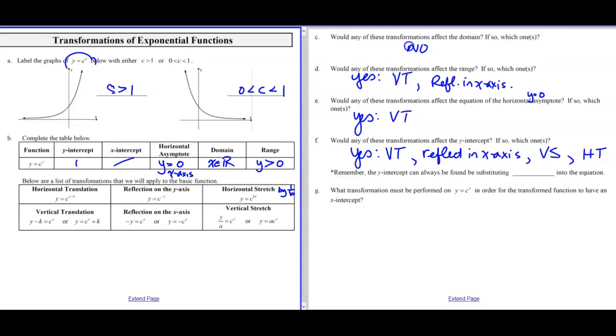So remember, the y-intercept can always be found by substituting x equals 0 into the equation. So if you're not sure, always just substitute it. Okay? All right, so what transformation must be performed on your base graph in order for the transformed function to have an x-intercept? Okay, so what can we do?